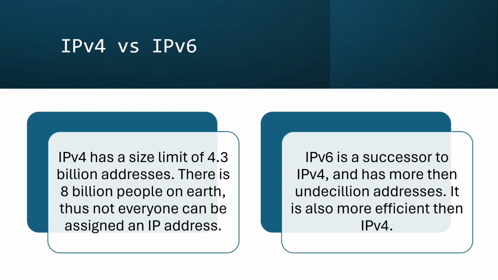IPv6 is a successor to IPv4 and has more than 1 decillion addresses. This is more than enough addresses for people to have multiple devices on the internet and have their own IP address. It's also much more efficient than IPv4, with more efficient headers and more efficient protocols, such as not having the need to use DHCP, unlike IPv4.